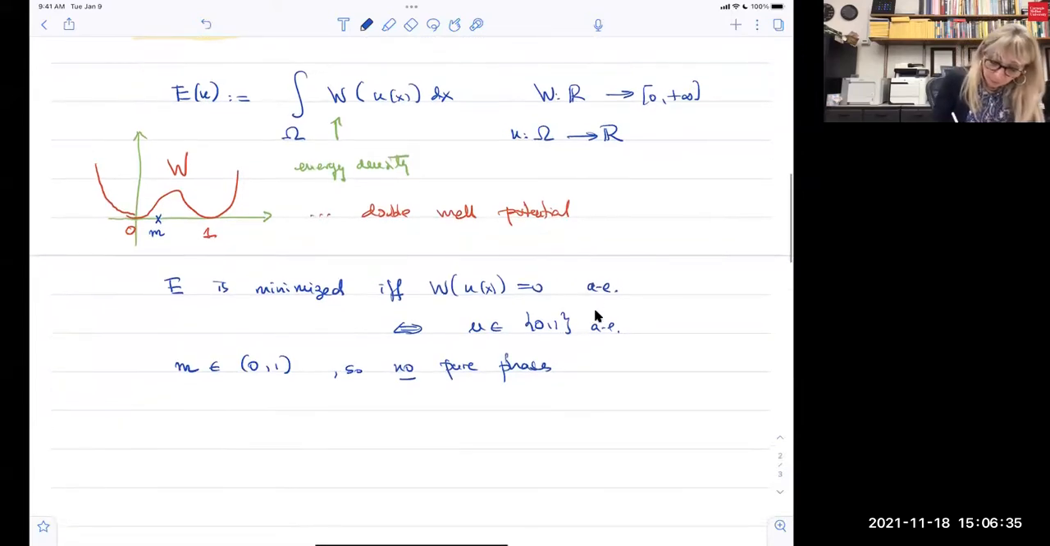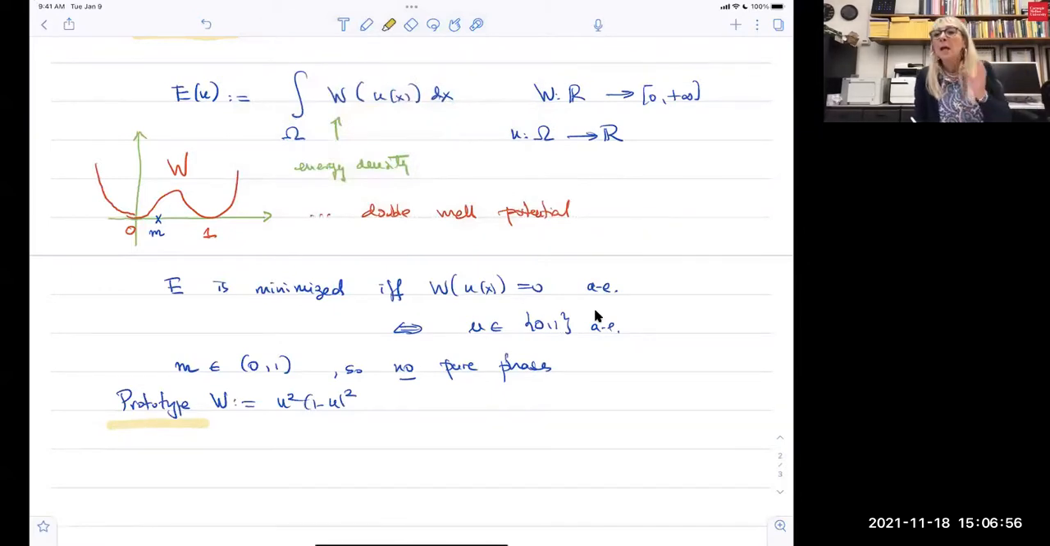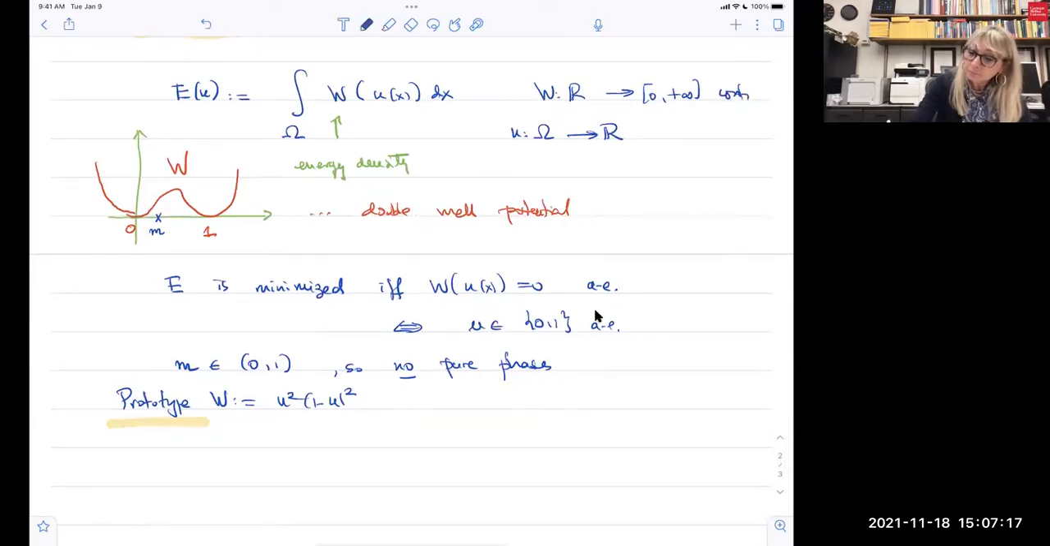Okay, a prototype that is used very often for W is W equal to u squared times (1 minus u) squared. That's a typical one that you'll see in papers and in simulations. That's a usual one, but it doesn't matter. For what I'm going to say, the exact form of W doesn't matter. Eventually, I'm going to have to ask my energy to have some properties like growth at infinity, etc. But continuity, I should say that my W is continuous. But that's basically it, and with two zeros, okay?